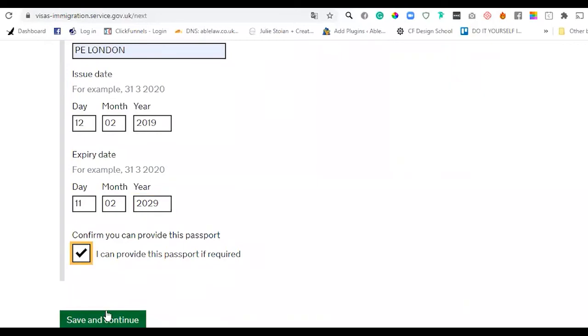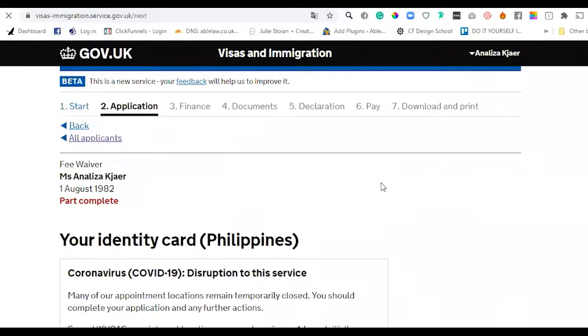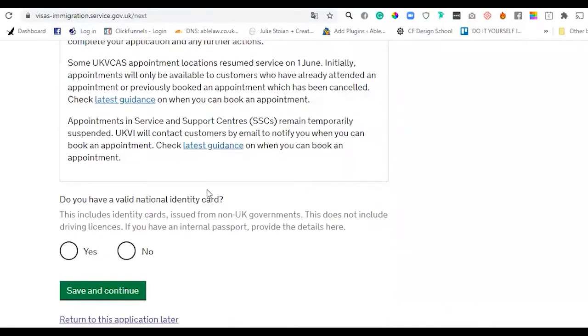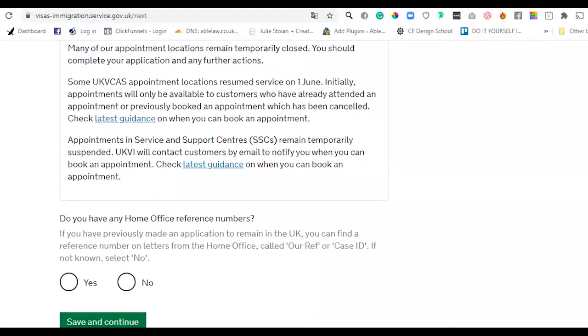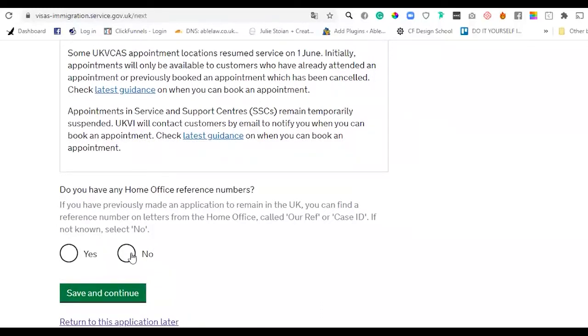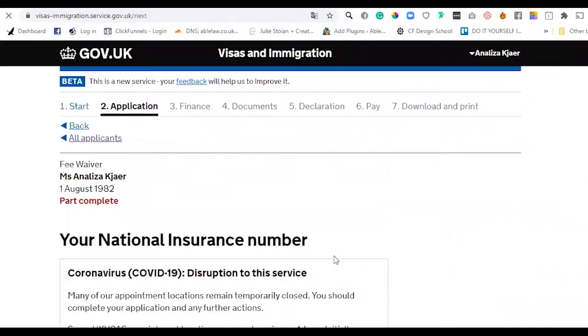I can provide, yes, I have to tick that one. And identity card, no, I don't have any identity card. I'm going to tick no. Home office reference number. Do I tick yes? I would tick no. So sometimes it says only if you know it. If you don't know it, see, don't fret on these questions. It says if you have previously made an application to remain in the UK, you can find reference numbers on the letters. If not known, select no. So I don't know at the moment, so I'm just going to tick no.